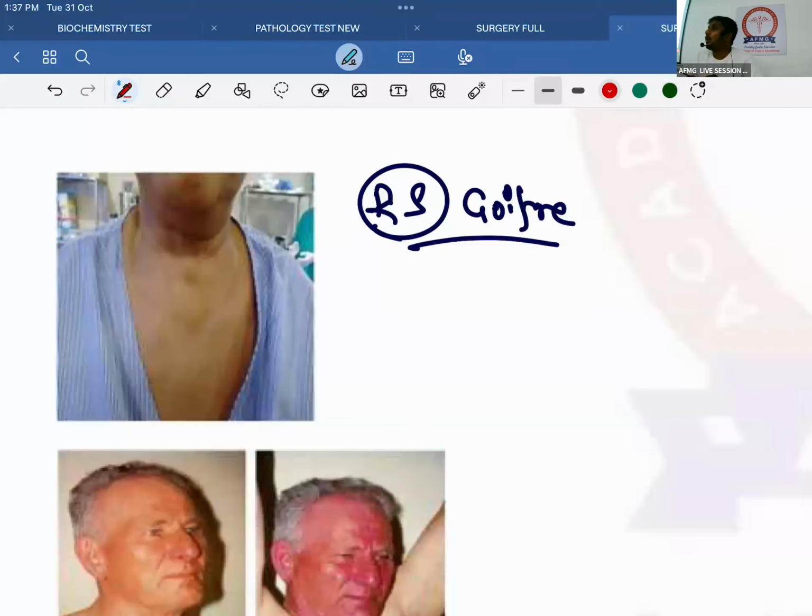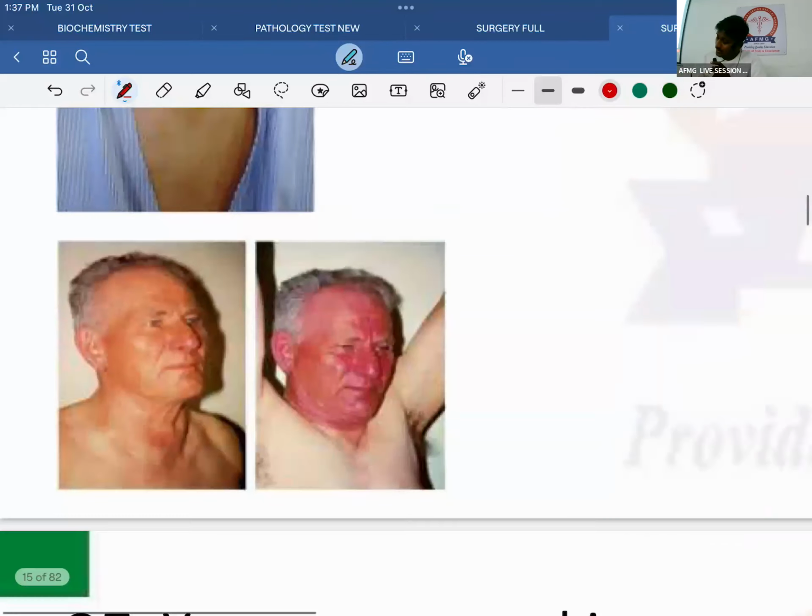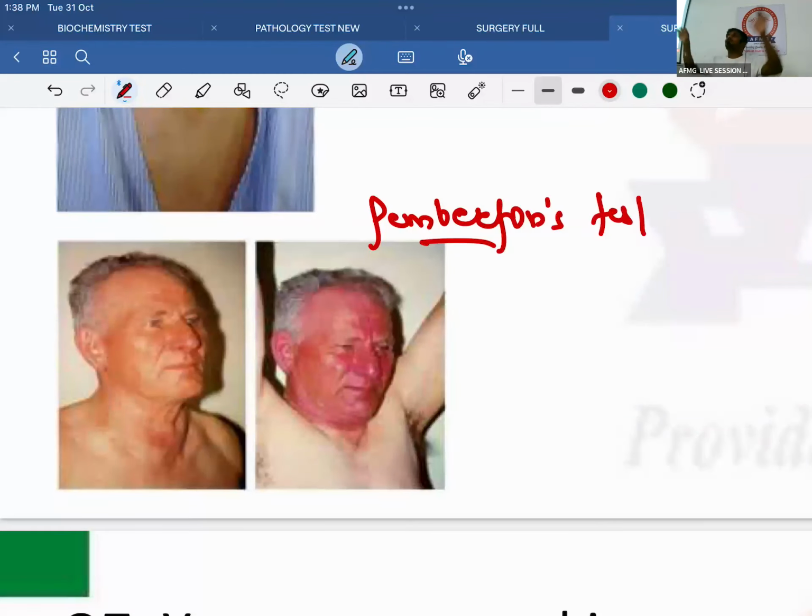Important, for retrosternal goiter, this test will come in the exam. And which test is this person doing? Pemberton's test, definitely. In it, the patient will be asked to raise both of his hands above the head.